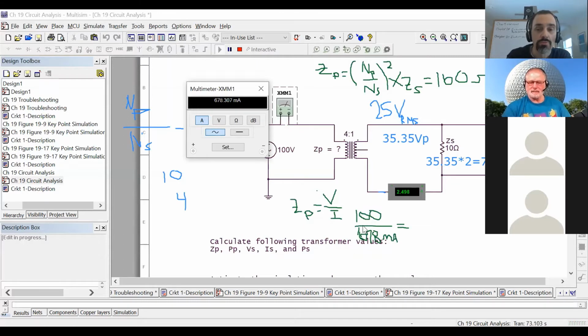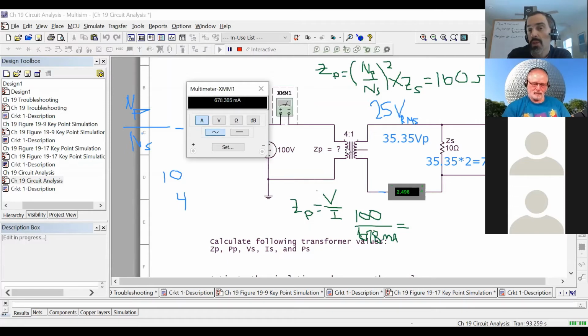Oh, so you just divided 100 into ZP. That's correct. Actually, not ZP, I. 100 divided into I. I'm looking for ZP, right? I'm looking for ZP, because you have to find I first. Yes, I just tossed in a meter in here and I turned it on to see what happens, right?